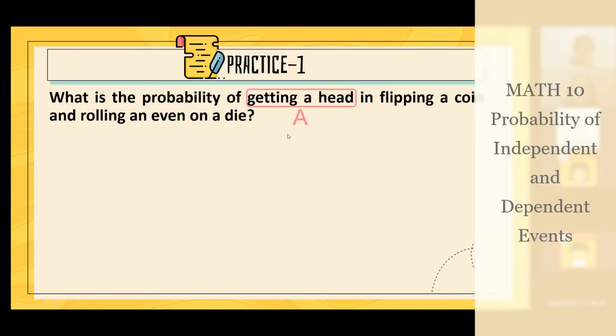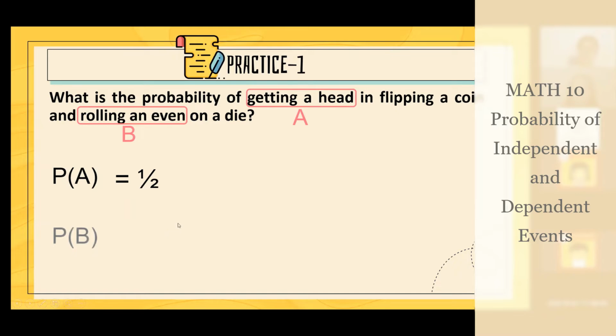So let us assign getting a head as A, and rolling an even number as B. The probability of A is 1/2. Why? Getting a head in flipping a coin: there's one coin, one head, and the other side is tail. So there are two sides, two faces.